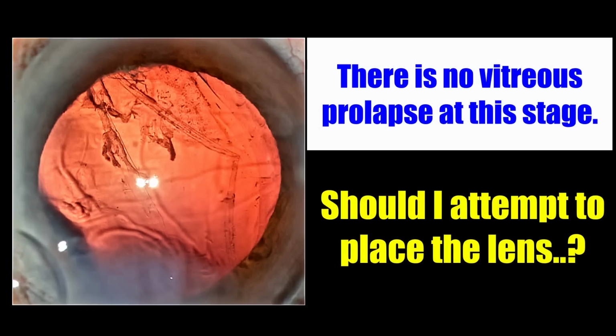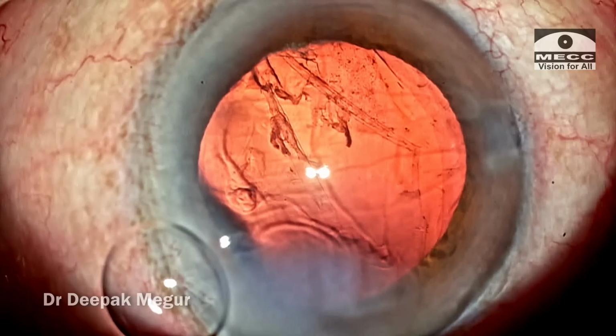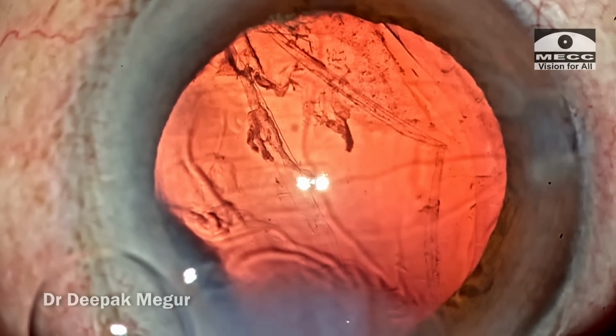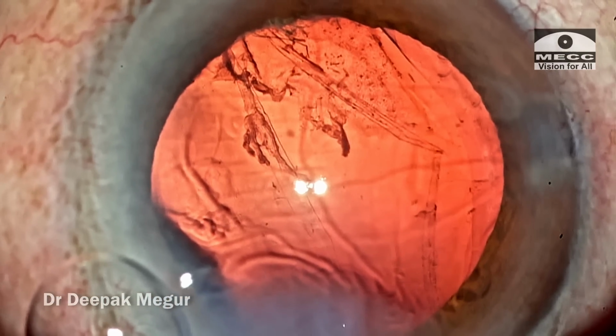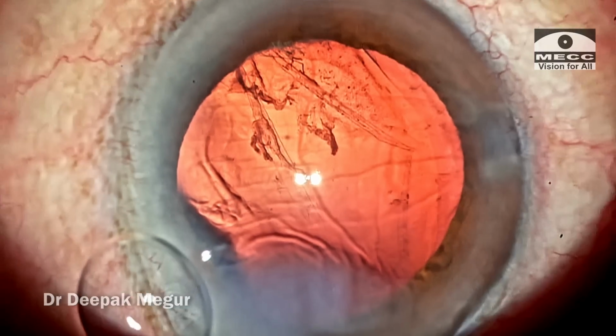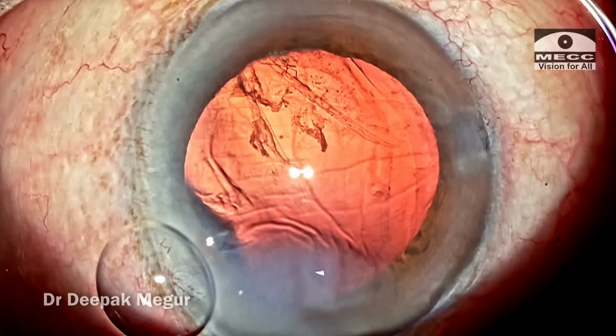There's no vitreous prolapse at this stage. Should I attempt to place the lens in the sulcus? The posterior capsule is all wrinkled up. So definitely there is a tear. It is extended from the area where the rhexis is broken. And now I feel that the tear is towards my right hand side.